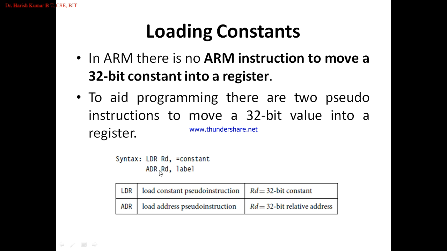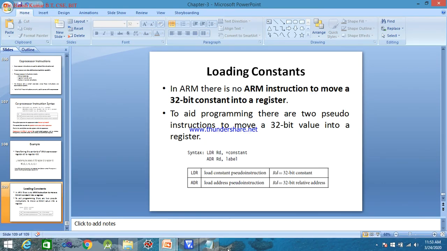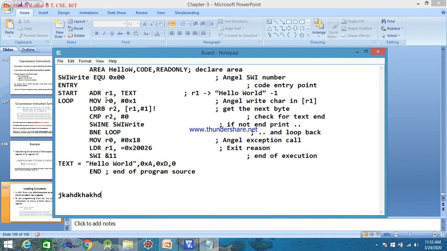Apart from this LDR, there is one more instruction called ADR. LDR stands for load constant and ADR stands for load address. RD is equal to a 32-bit relative address. This is what it loads. I already showed you this in one of the programs. This is ADR R1 comma text. What this will do is load the starting address of this string into the register R1. It is not a constant which is getting loaded into the register R1. Instead, it is a 32-bit address that goes to the register R1.